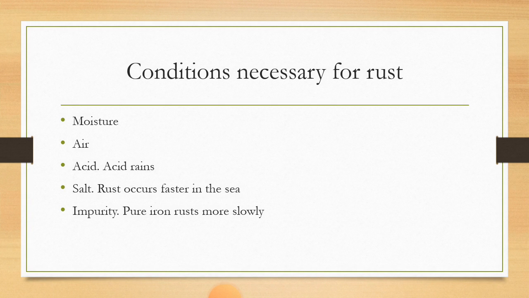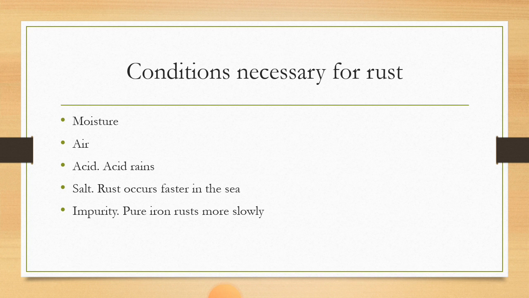Conditions necessary for rust. Apart from moisture and air, we also have acid. Acid hastens the rate at which rust takes place. Do you understand that? That is why metals, generally, corrode faster under acid rains. Yes, acid does more damage to it compared with just ordinary water.